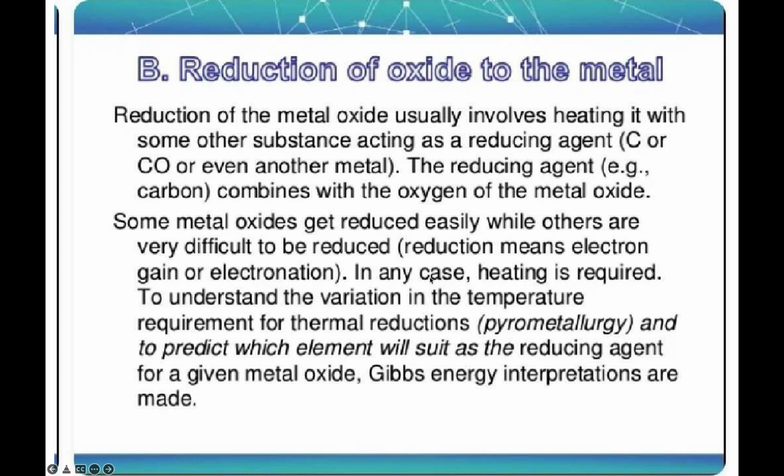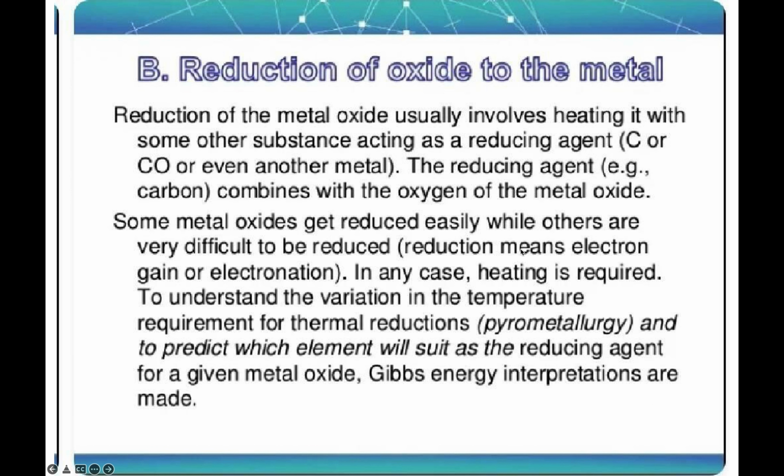Next, how do you reduce oxide to metal? First of all, it involves heating it with some other substance which acts as a reducing agent, like carbon or CO, or even another metal can be used for that. The reducing agent, like carbon or whatever it is, combines with the oxygen of the metal oxide. Some metal oxides get reduced easily while others are very difficult to reduce.